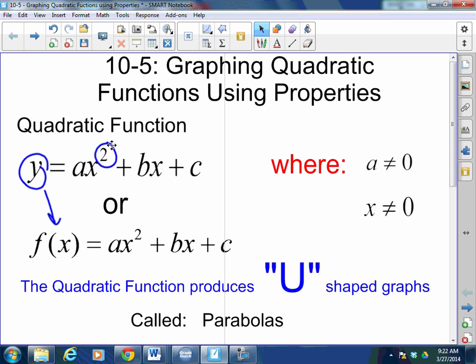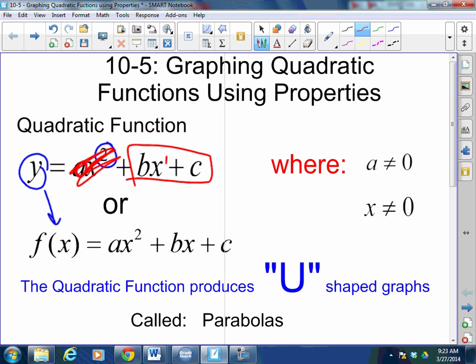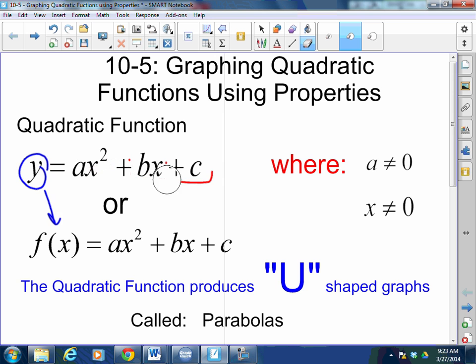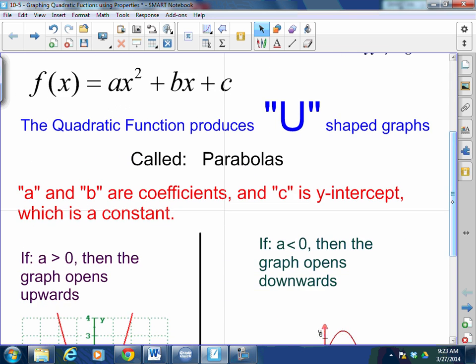What happens if a is equal to 0, guys? What does it become? Guys, if a is equal to 0, what? Thank you. It becomes a linear equation. What's 0 times x squared? 0. What am I left with? A linear equation. So a and x cannot be 0. If they are, we got problems. It's linear. The quadratic function produces a U-shaped graph. It's either going to be going upwards or downwards, but it is a U shape. And it is called a parabola.